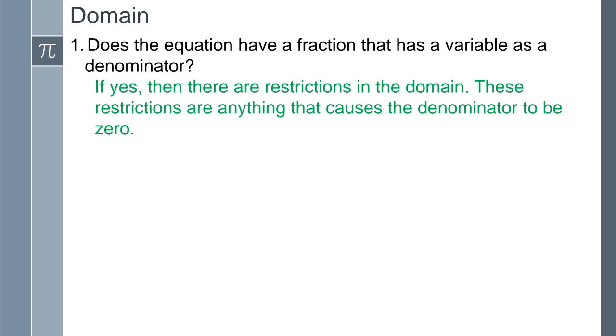So the question that you ask yourself when you're trying to determine the domain is this: does the equation have a fraction that has a variable as a denominator? If the answer is yes, then we'll have a restriction on the domain. Now, why is this? Well, you all know that we cannot divide by 0. If we try to divide by 0, we have a fraction and the denominator is 0, our calculator is going to tell us error, undefined. We cannot have it. So we cannot use 0 when we have fractions. So we have to be careful when we have equations that have fractions.